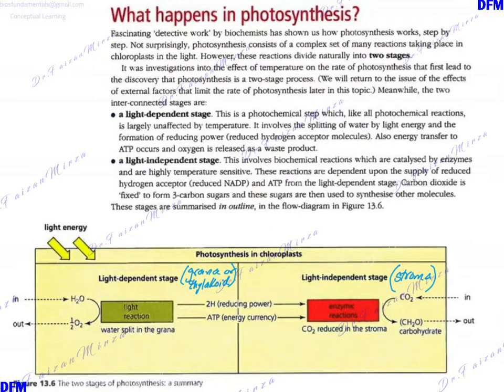I'm discussing with you what happens in photosynthesis. Basically, we know photosynthesis is a two-step reaction. There's a light-dependent stage, there's a light-independent stage. The light-dependent stage needs light energy. Light energy, we'll never use the term light alone, we'll use the term light energy.